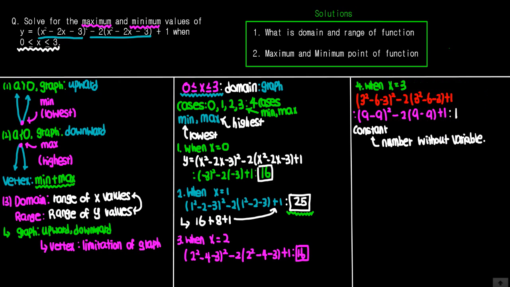So we can figure out that when the x value is equal to 3, the output of our function will turn into 1. So our maximum point of our quadratic function, which is the same thing as the highest one, will turn into 25 when x is equal to 1. So we can write 25. And for the minimum value, it will be the case when the x value is equal to 3, which will turn into positive 1. And this will be the answer to our question.